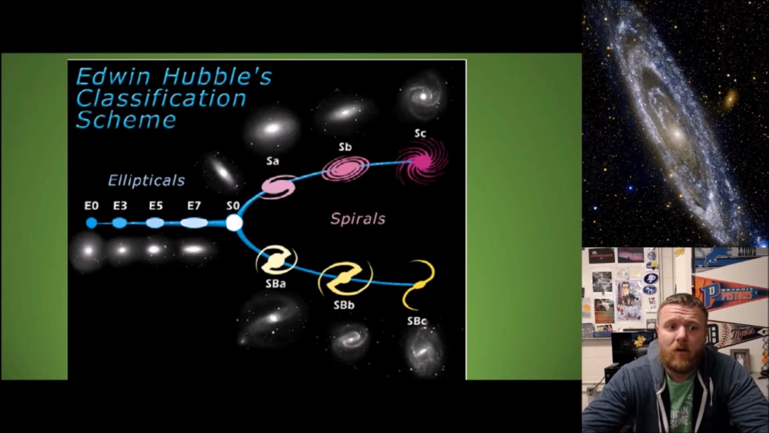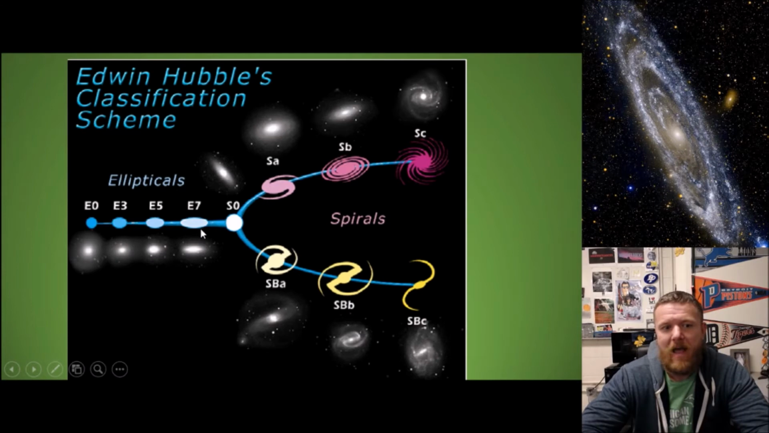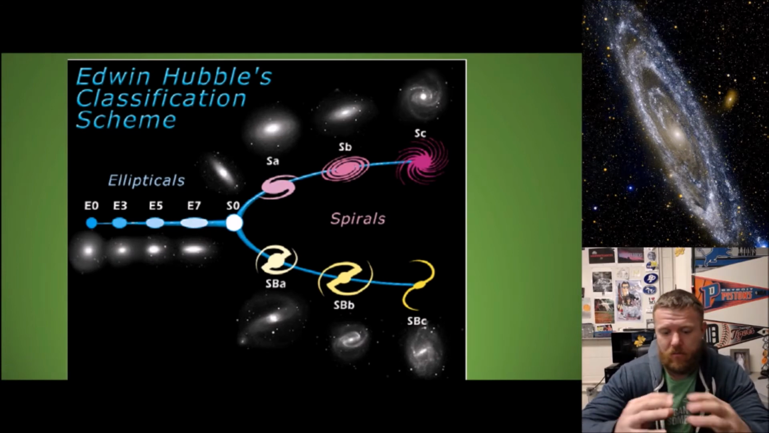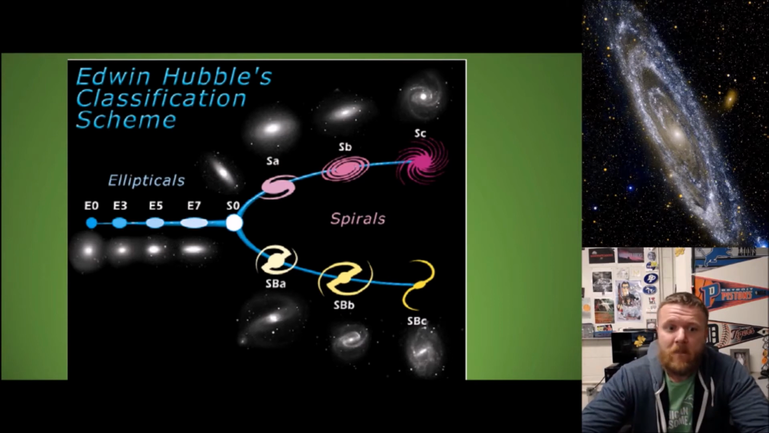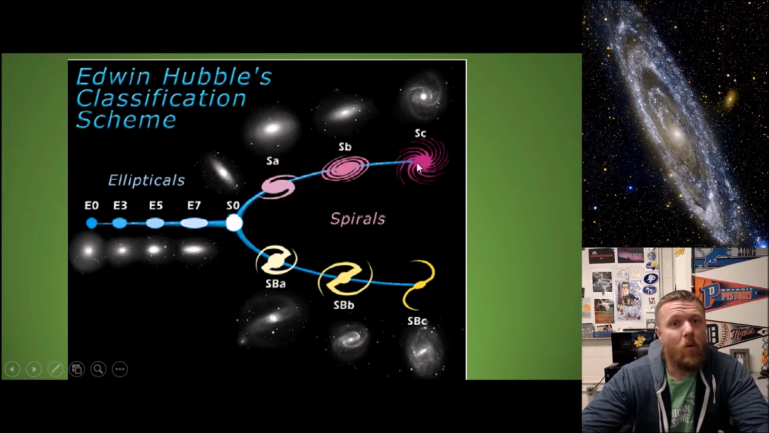Here's his tuning fork, and he has E0 would be the youngest. And you'd go out to E1, E2, E3 as time is going on. And you notice that as time is going on, these elliptical galaxies are starting to kind of smush. Until eventually, you get spiral galaxies, and you have spiral A, spiral B, spiral C, and you can tell that you get more and more spiral arms as time goes on.